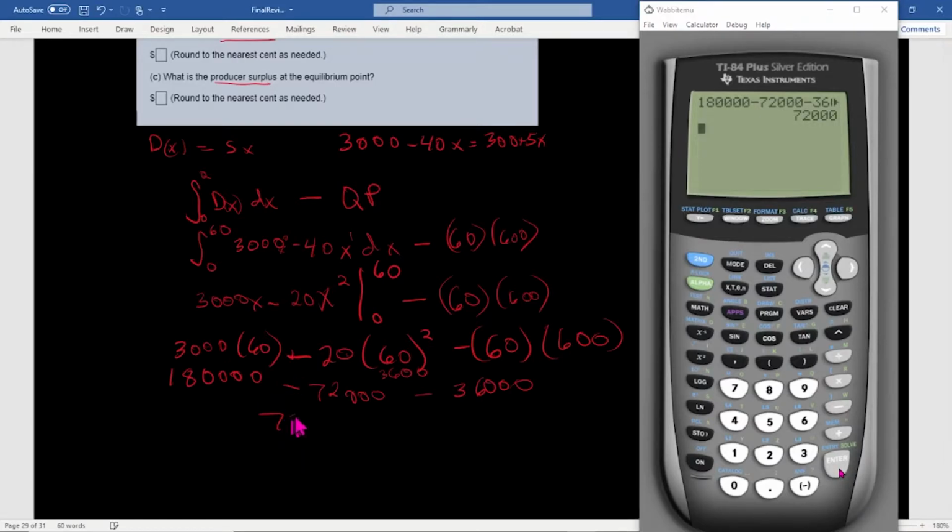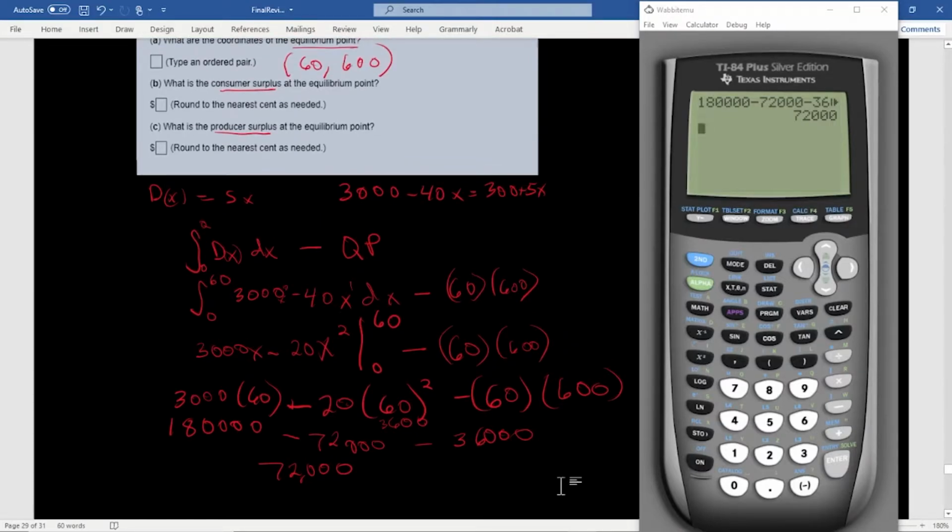72,000. So that's our surplus. By selling it at this price, we're allowing an extra $72,000 to stay in the economy to the nearest cent. Well, yeah, we did.